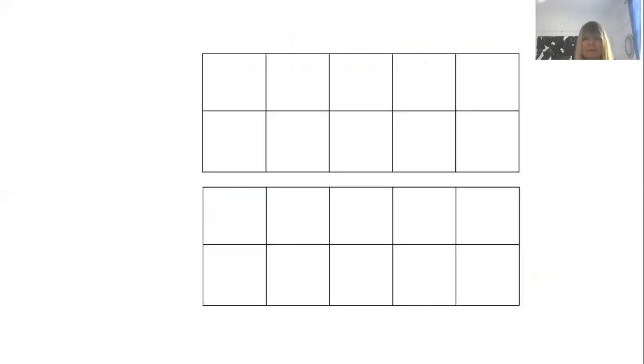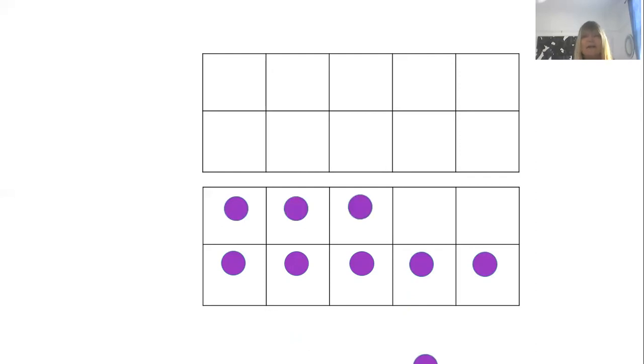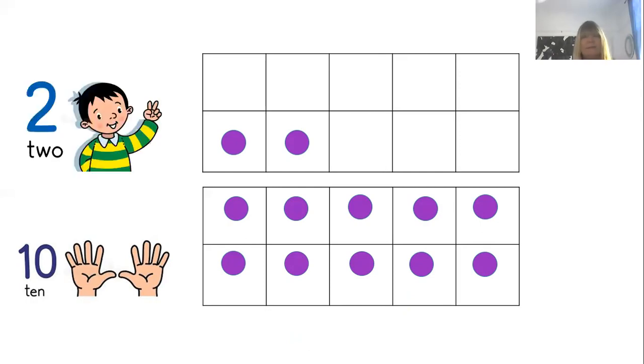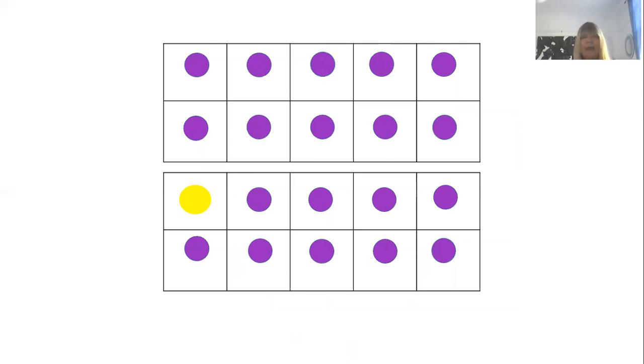10 frames, 2 10 frames. So we've got 20 squares altogether. Let's put some dots in, some purple dots. 1, 2, 3, 4, 5, 6, 7, 8, 9, 10, 11, 12. So 10 fingers for that bottom 10 frame and 2 fingers for the top. So 12 altogether. Let's have a look.